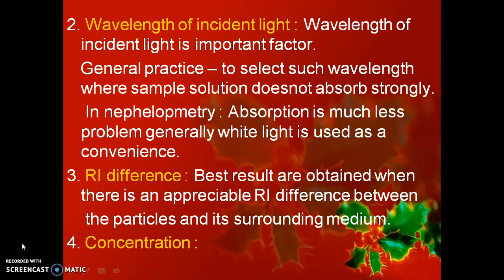Next is the wavelength of incident radiation, which is very important. In general practice, we select a wavelength where the sample solution does not absorb strongly. In nephelometry, absorption is much less of a problem. Generally, white light is used as a convenience. Then the RI difference, that is the refractive index difference. Best results are obtained when there is an appreciable refractive index difference between the particles and their surrounding medium.